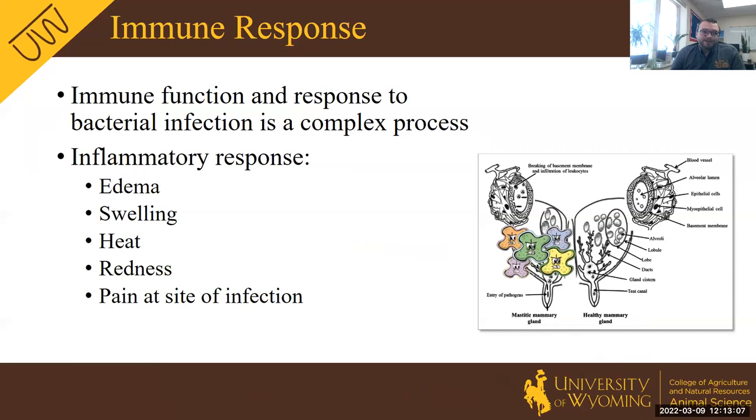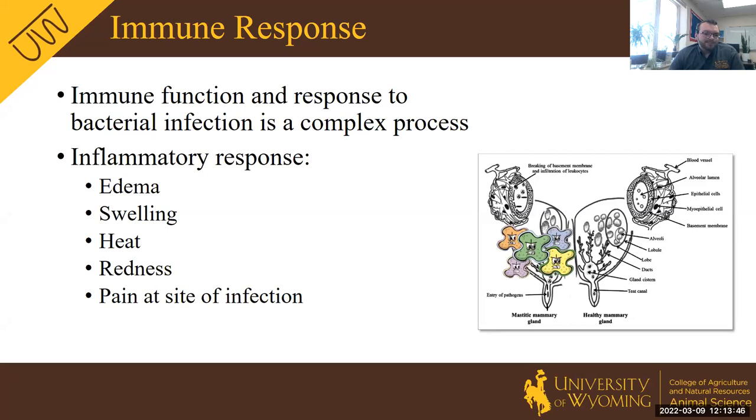So I said earlier that I'm going to briefly touch on the immune response. Immune function response to bacterial infection is a complex process, and there's gigantic textbooks out there related to immunology. So we're just going to cover the basics of this immune response within the udder. So the initial response comes as inflammation with goals to allow the body to defend itself from invading pathogens, induce local blood clotting, creating a physical barrier preventing the infection from spreading into the bloodstream to other body systems. And inflammation also helps promote the repair of injured tissue.